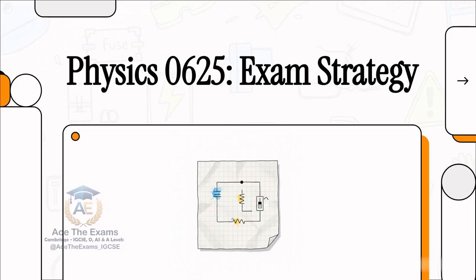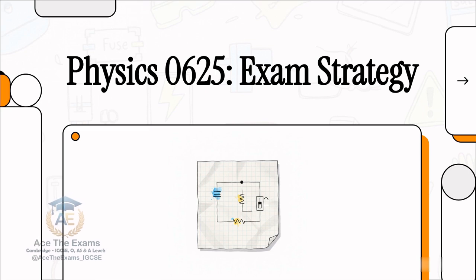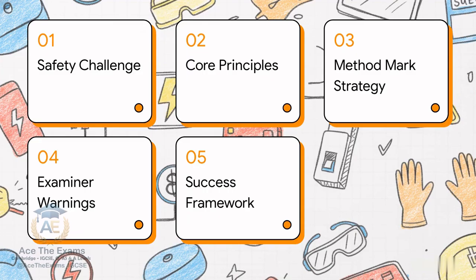Today, in this session, we are going to completely overhaul these approaches. We're going to transform those red crosses into solid, undeniable green check marks. To get us to those top grades, here's our flight path for today. First, we'll tackle the electrical safety challenge head-on. Second, we'll break down the core physics principles you actually need to know. Third, we're diving into the method mark strategy. Fourth, we'll expose the top examiner warnings. And finally, we will build out your ultimate exam success framework.